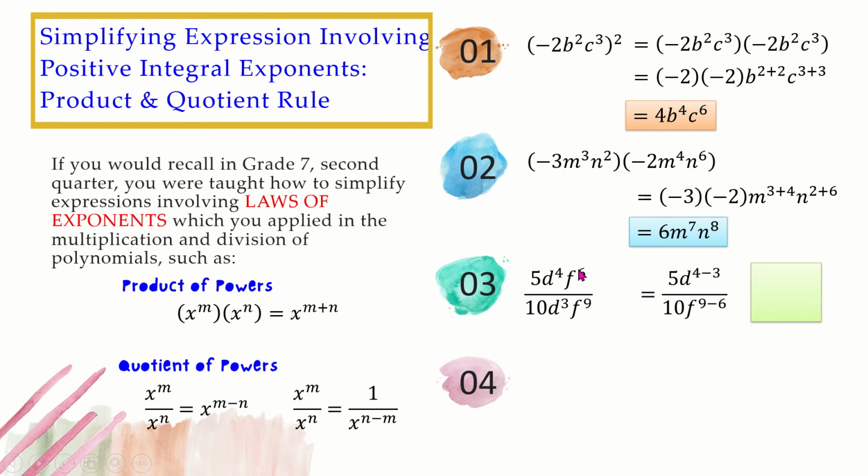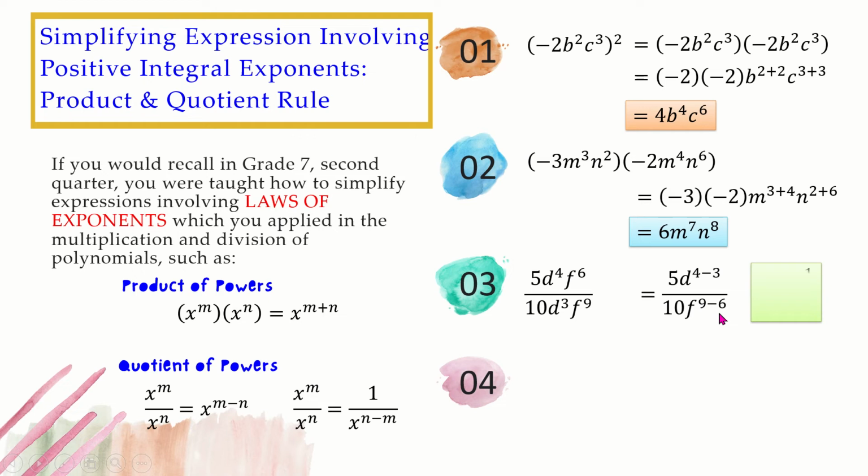So we subtract 6 from 9. The variable f should be located in the denominator, not in the numerator, because wherever the bigger exponent is, that is where you write the variable or base. So 9 minus 6. Can you see it?